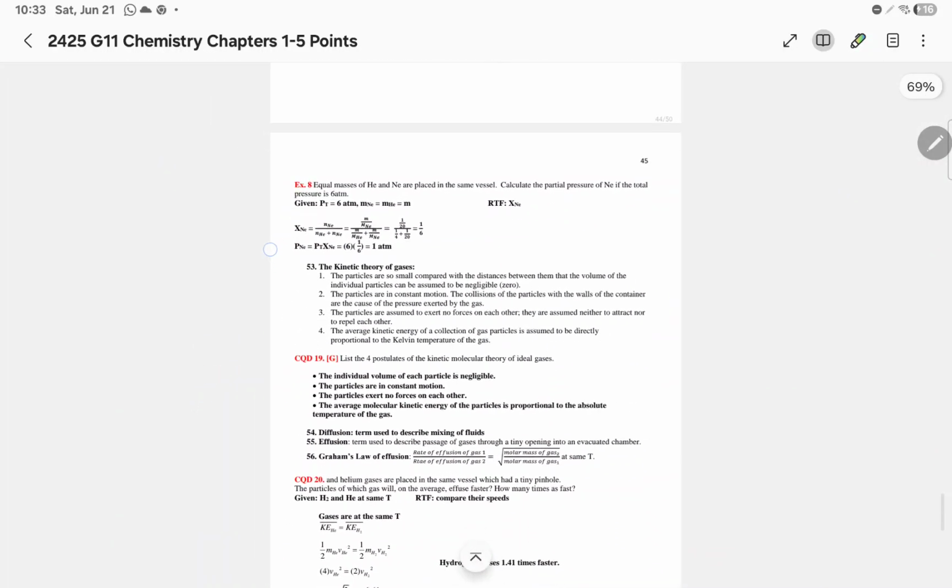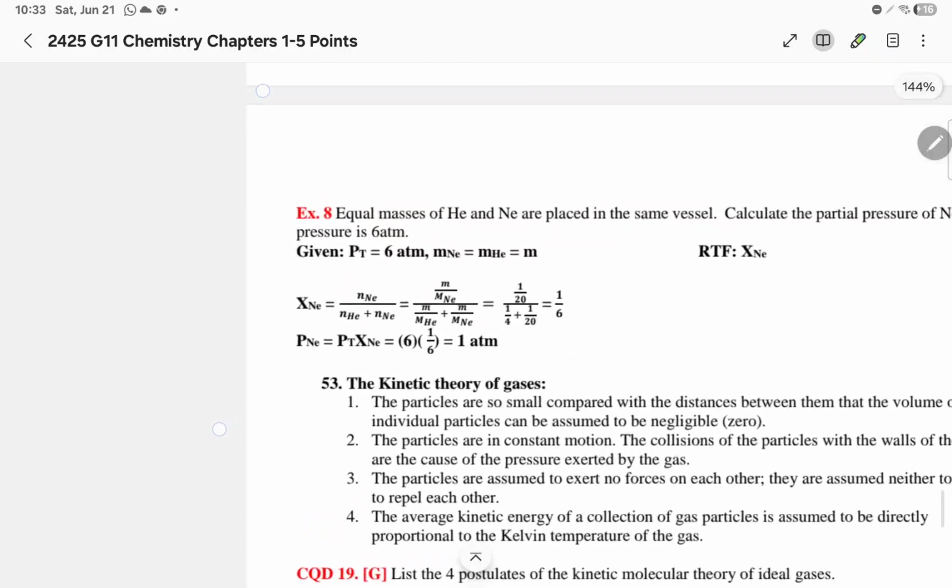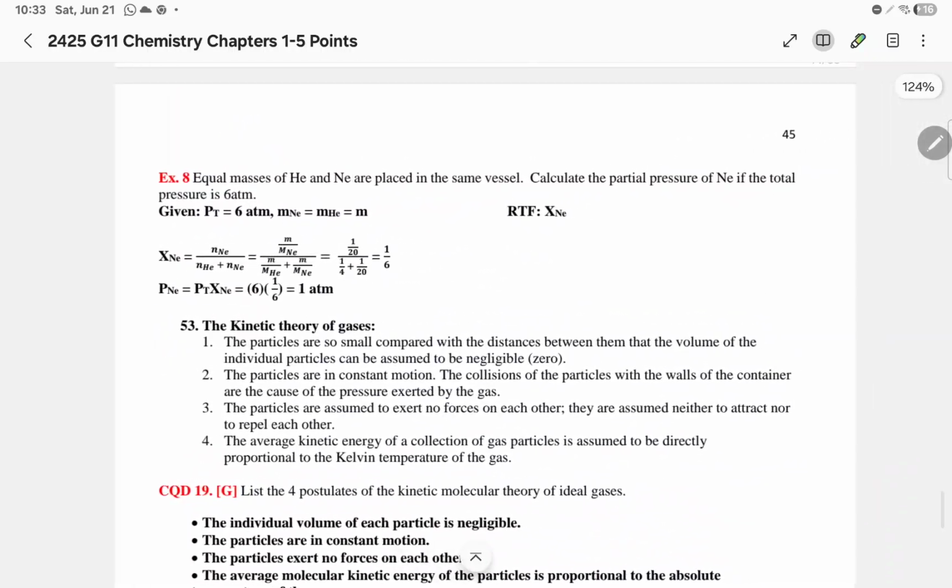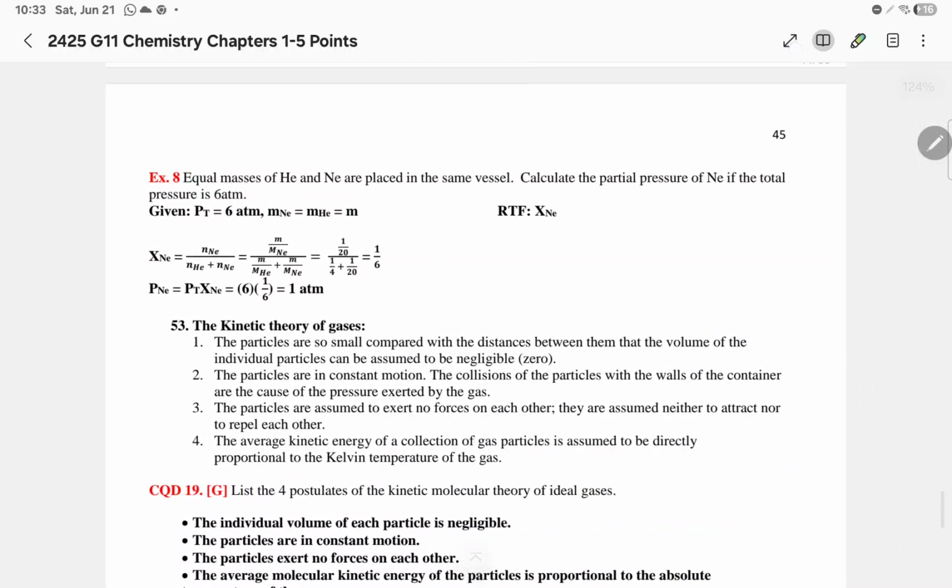So now, we have 5 pages left, thankfully. So, equal masses of He and Ne are placed in the same vessel. Calculate the partial pressure of Ne if the total pressure is 6 atmospheres.